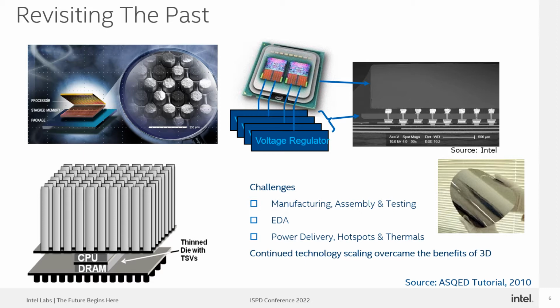At that time, the challenges were manufacturing, assembly, and testing. EDA, of course: the design tools were always challenging for 3D. And then power delivery, hotspot removal, hotspot misalignment, meaning hotspots tend to align and we want to misalign them, and thermals. And what happened during those times, in the 2000s, is that continued technology scaling always overcame the benefits of 3D. If 3D was reducing the form factor, within two years the technology would catch up and the 3D benefit would go away.